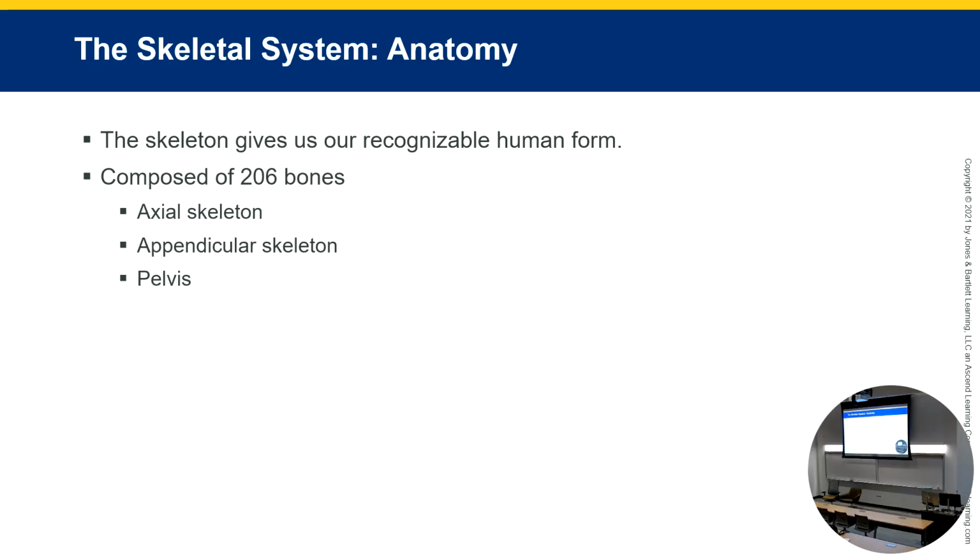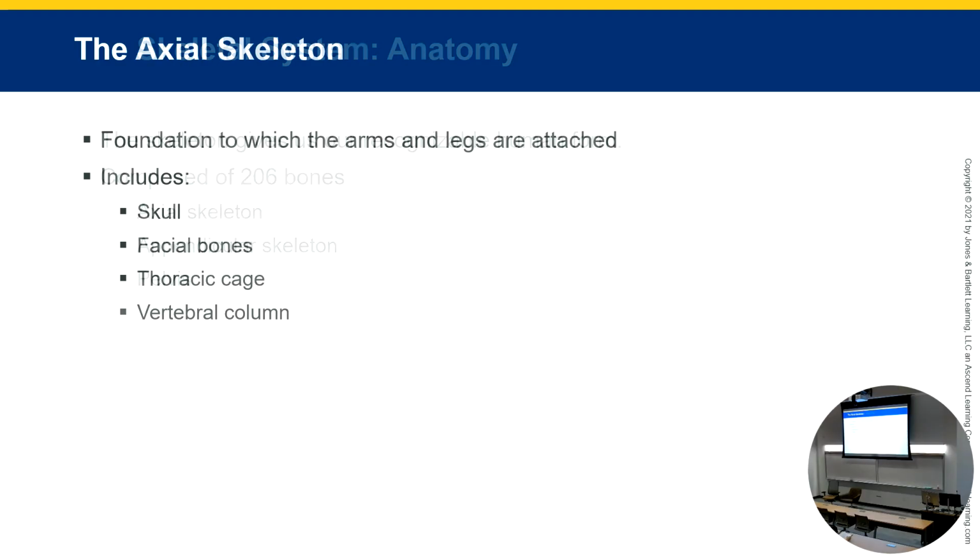Depending on the textbook, you could throw your scapula and your pelvis into the appendicular as well. Some throw the scapula and the pelvis into the axial. It doesn't have that big of an impact on what you do. Axial is the foundation on which the arms and legs are attached. Again, skull, facial bones, thoracic cage, vertebral column.